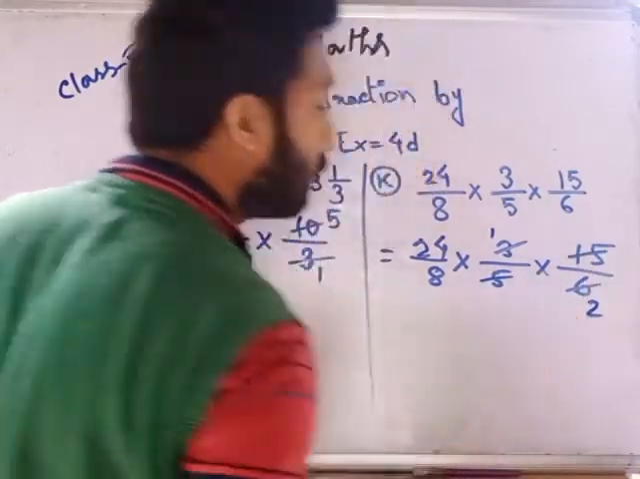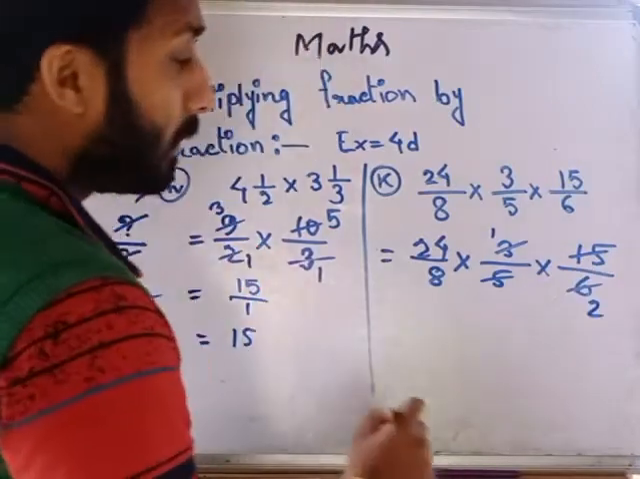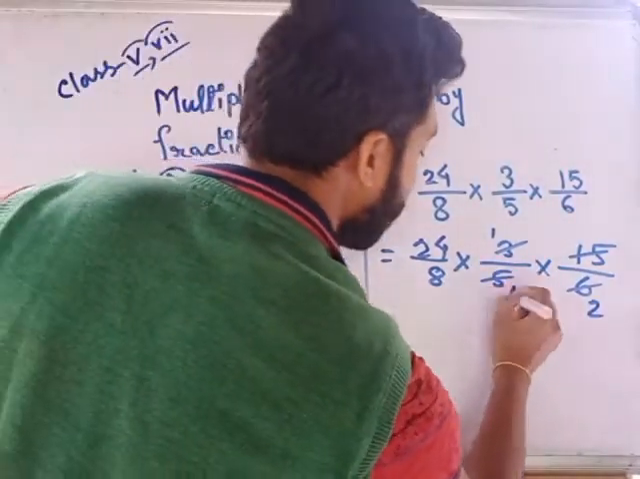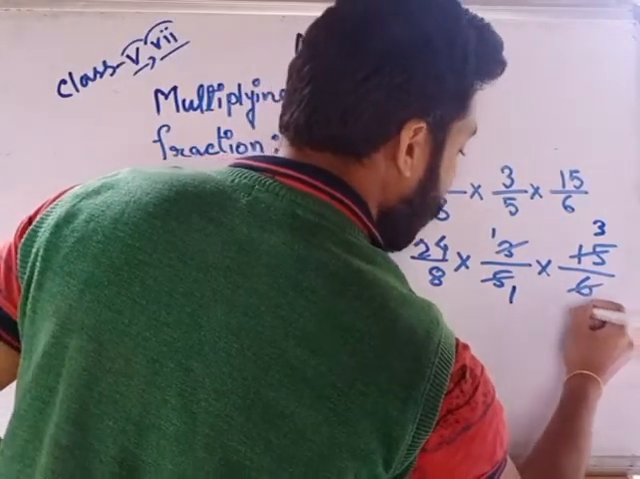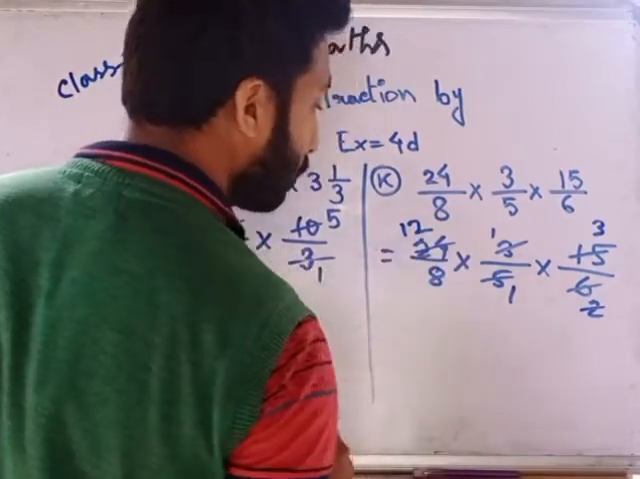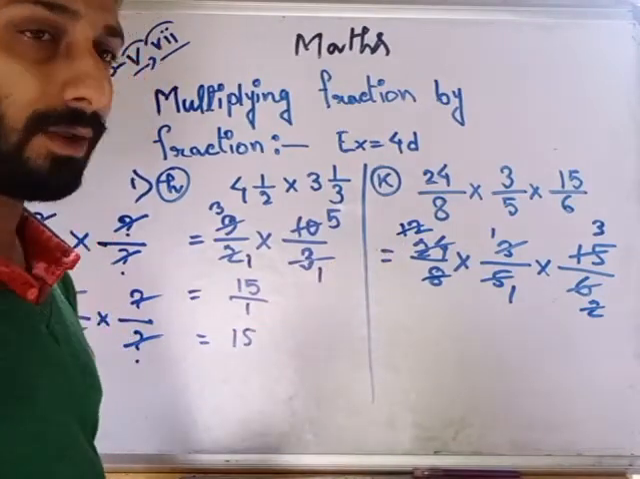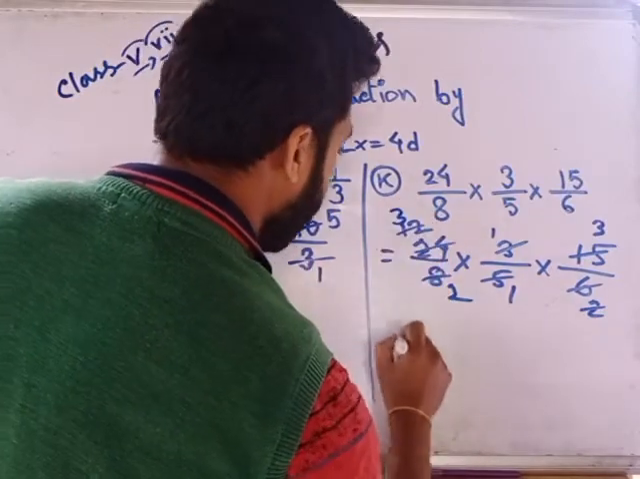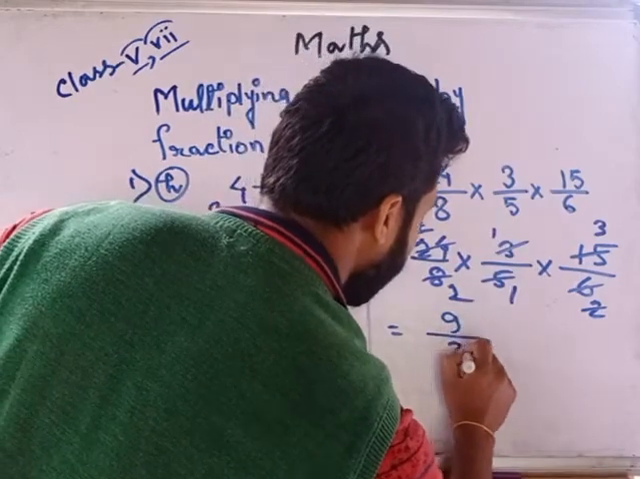5 and 15 also the same, and one's place is the number 5. That means we should divide these two numbers by 5. 5 ones are 5, 5 threes are 15. After that we should go to the next. 2 ones are 2, 2 twos are 4. After that 8 and 12 also divide by 4. That means 4 twos are 8, 4 threes are 12. We should write here 3 threes are 9 by 2.